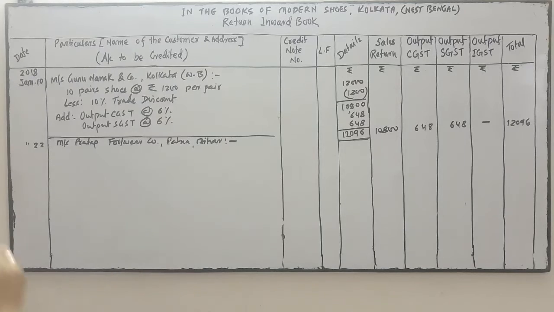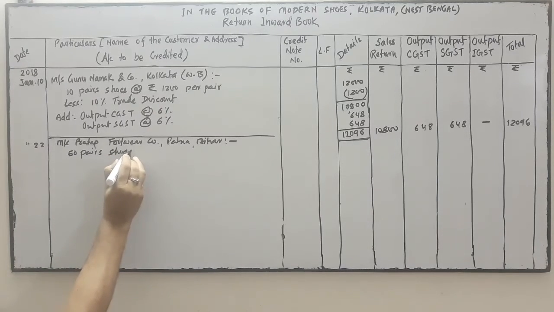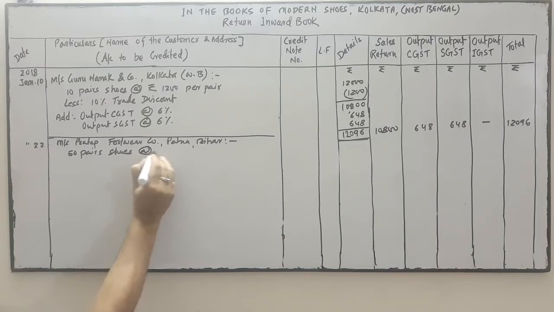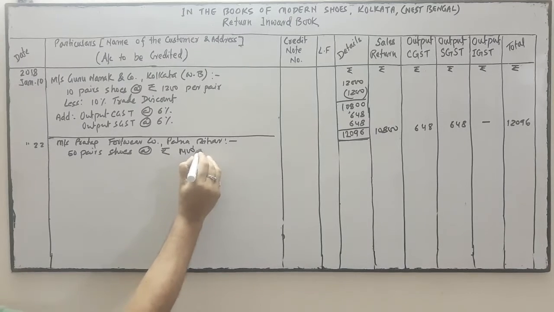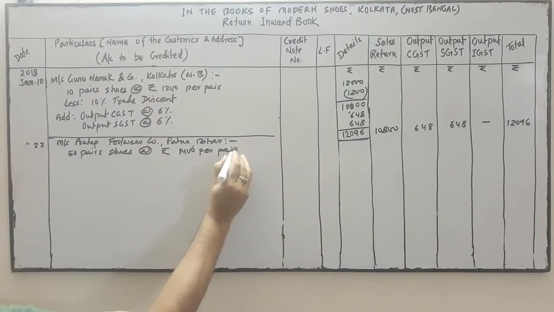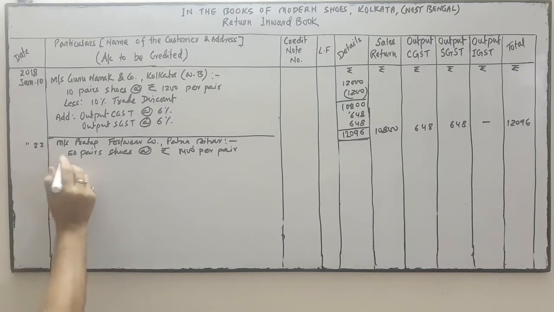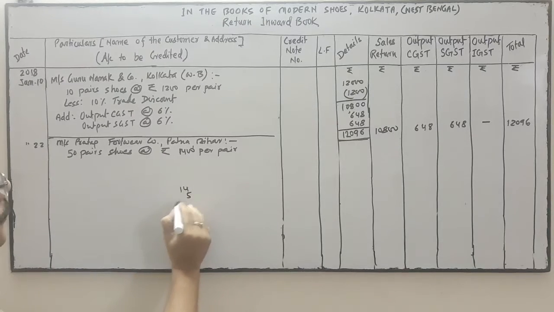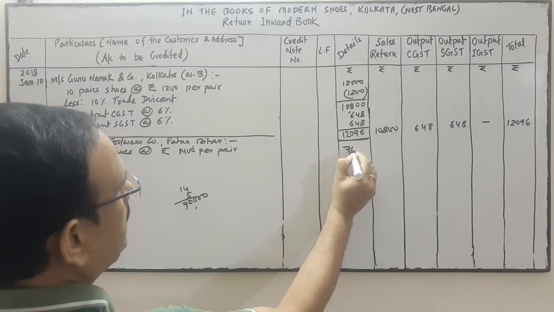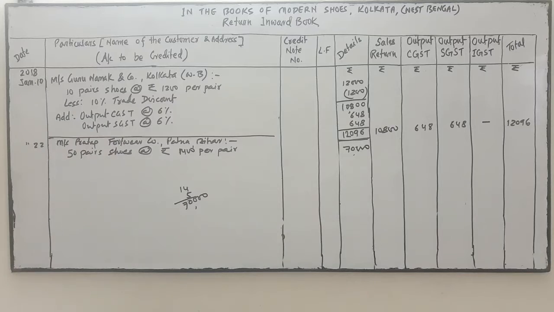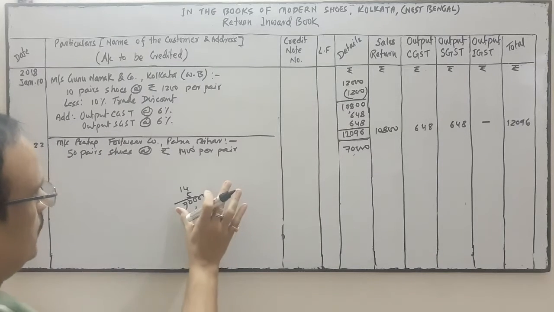They have returned 50 pairs of shoes at the rate of rupees 1400 per pair. So 50 into 1400, 50 into 14. So it is 70,000.